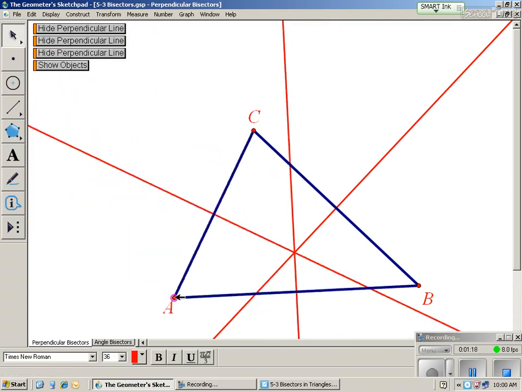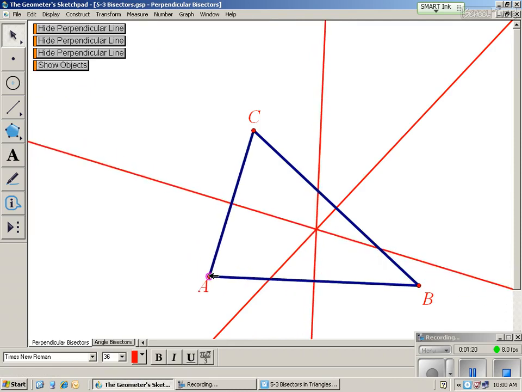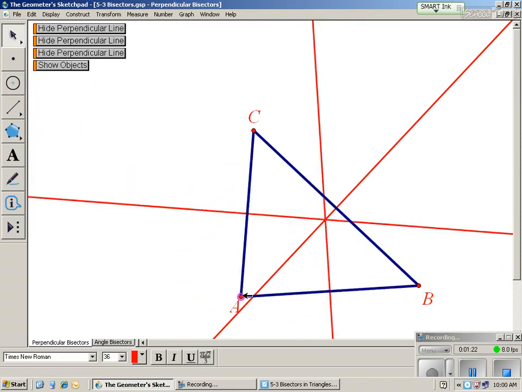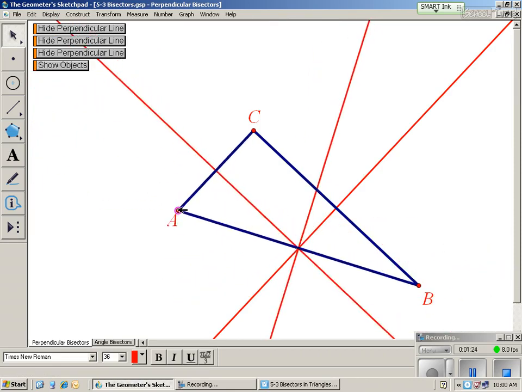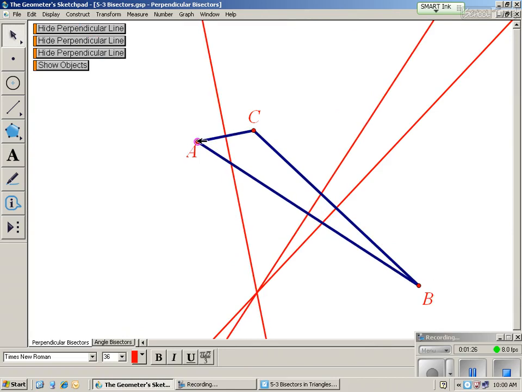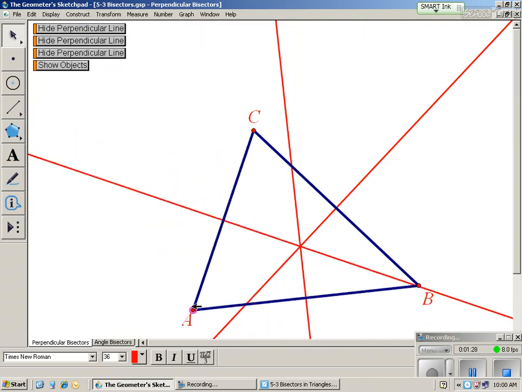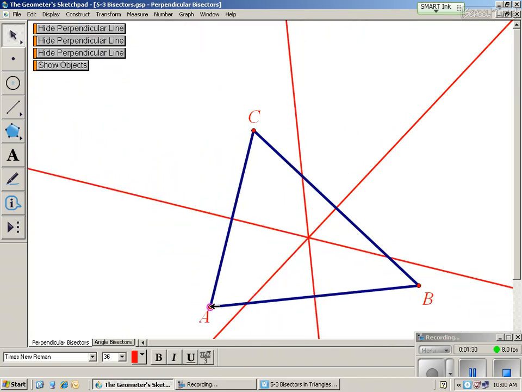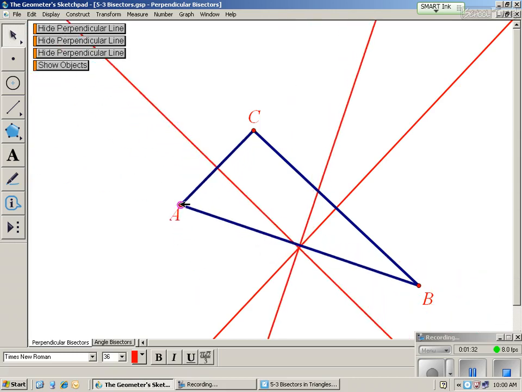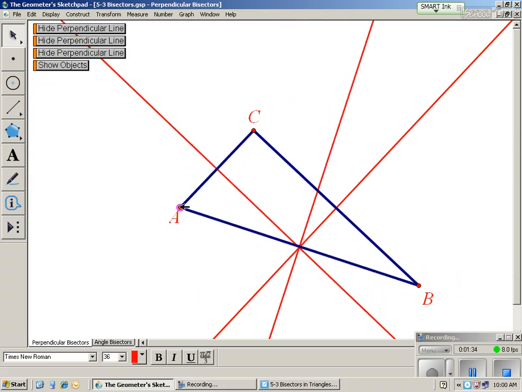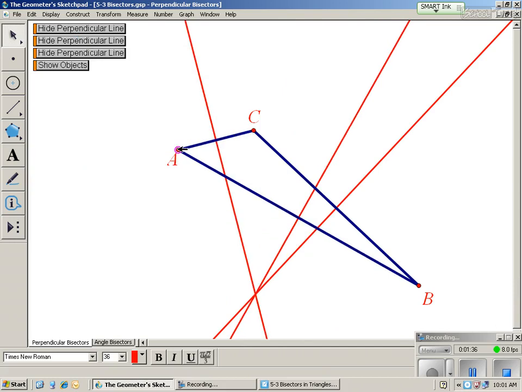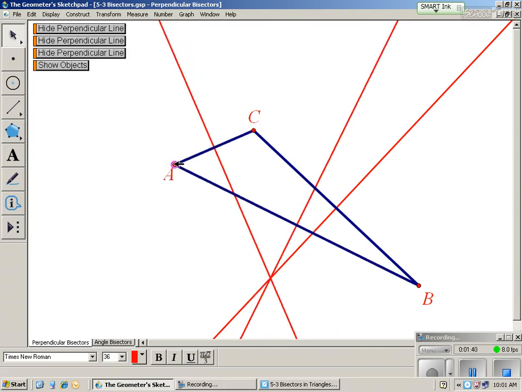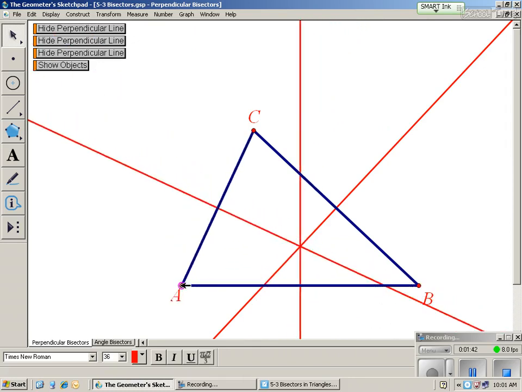You'll also notice that that point of concurrency can be inside, it can be on, or outside the triangle. It's inside the triangle when it's an acute triangle. It's on the triangle when it's a right triangle, and it's outside the triangle when it's an obtuse triangle. And that'll be in the slides later on, but I want to show that to you right now.